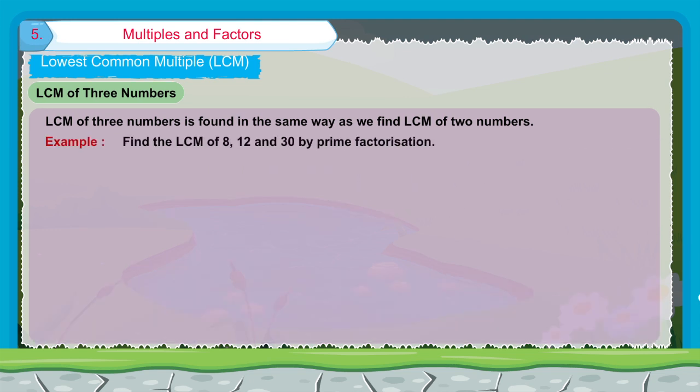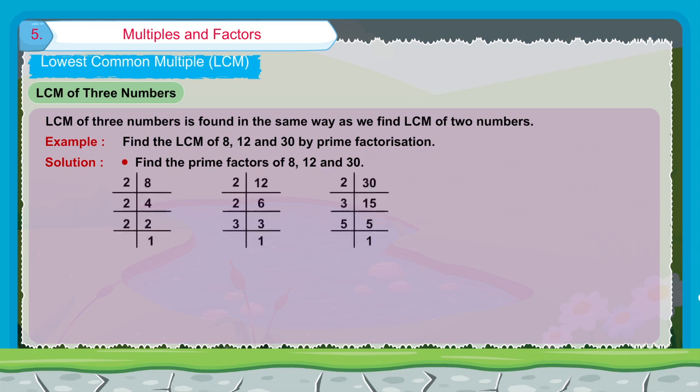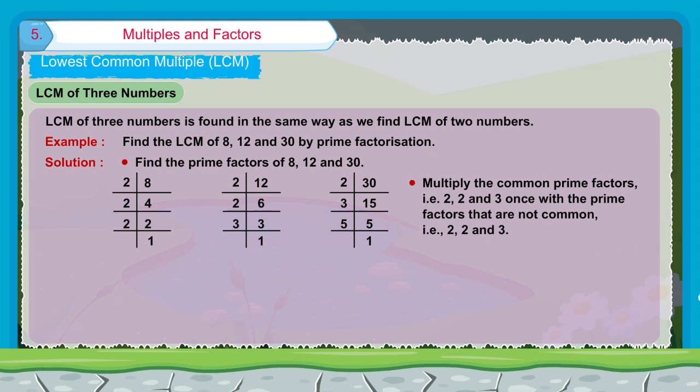Example, find the LCM of 8, 12 and 30 by prime factorization. Solution. Find the prime factors of 8, 12 and 30. Multiply the common prime factors, that is 2, 2 and 3 once with the prime factors that are not common, that is 2, 2 and 3.